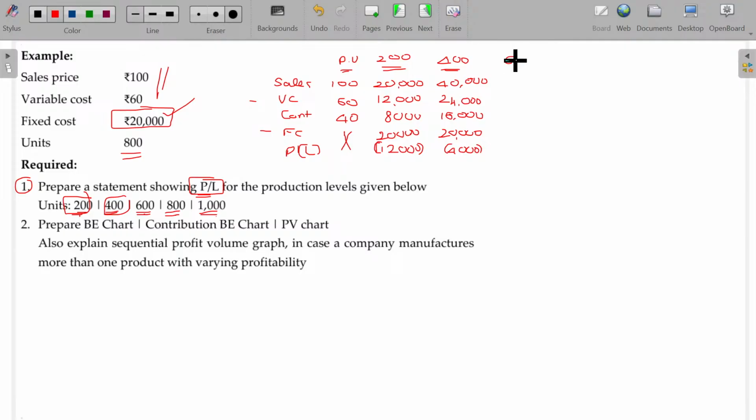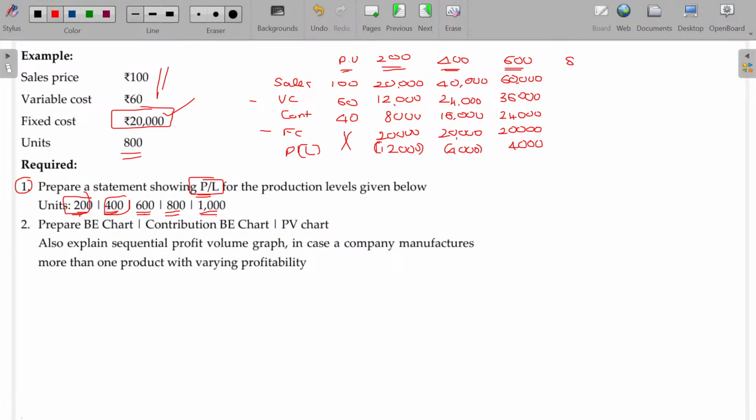In case of 600 units, what about the result? 600 into 100, 60,000. Variable cost 36,000. Per unit 60 for 600 units, 60 into 600, 36,000. Contribution being 24,000. From that, you have to subtract the fixed cost 20. So the ultimate value being 4,000. You get the profit here. From 600 units onwards, you start making a profit.